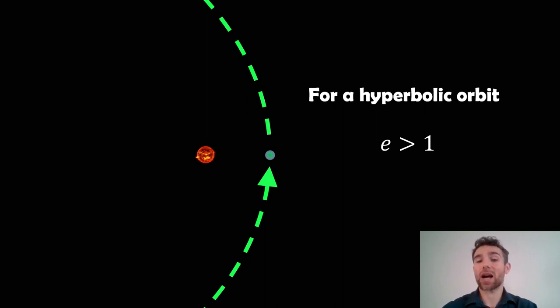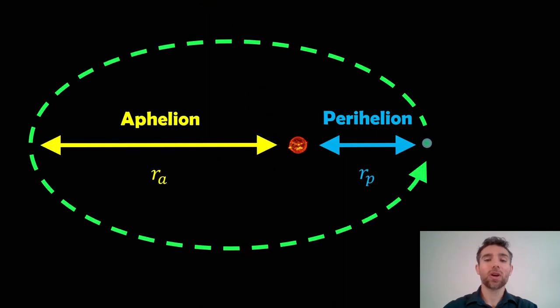And how do you actually calculate that? Well, the first thing is, if you have a look at the configuration of an elliptical orbit like this one here, you've got two distances between the two objects. One of those is the shortest distance, which is the perihelion, and then the longest distance between the two objects as it goes around, that's the aphelion.